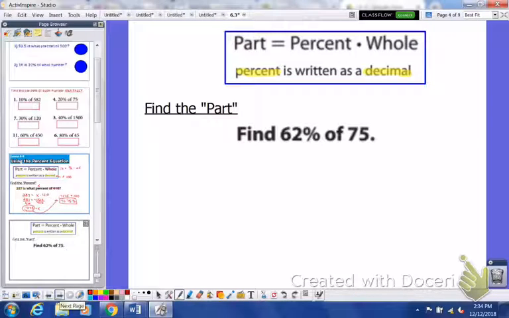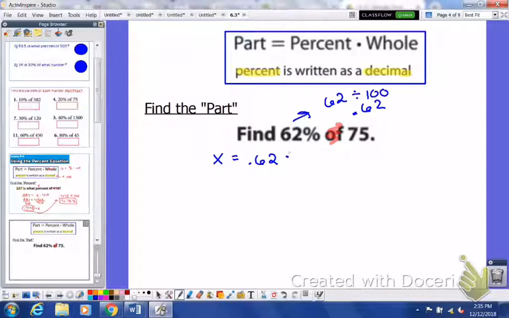Now let's look at finding the part. So we want to find 62% of 75. So there's that key of. That means it's our whole. Okay, so part, that's my x, equals, now 62%. Remember, percent is written as a decimal. So we take 62 divided by 100. So we're using 0.62. So x equals 0.62 times, use parentheses instead, 75.